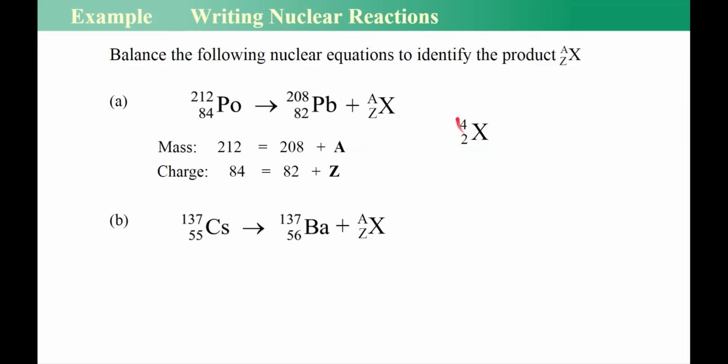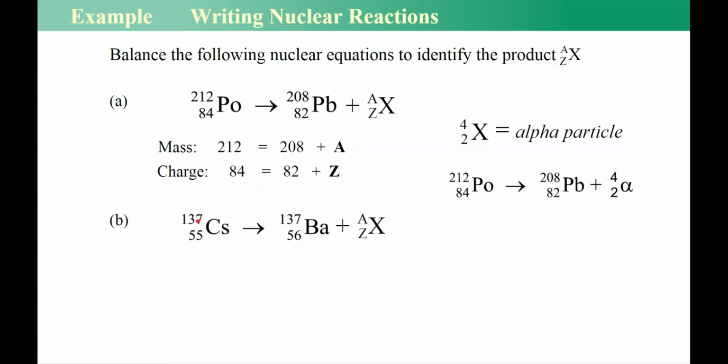So knowing that it lost a mass of 4 and a charge of 2, we know that is an alpha particle. So if we were to rewrite this, we could then use this alpha symbol, which we know is identical to helium, but we're not going to put helium because we're signifying it was newly formed.